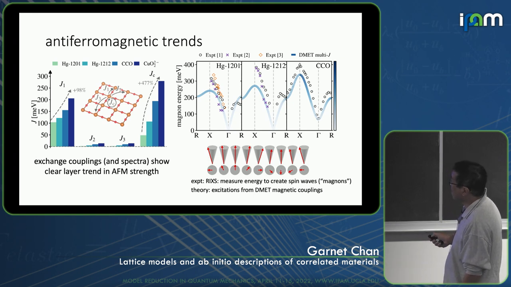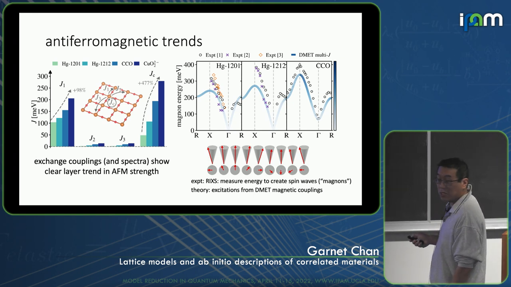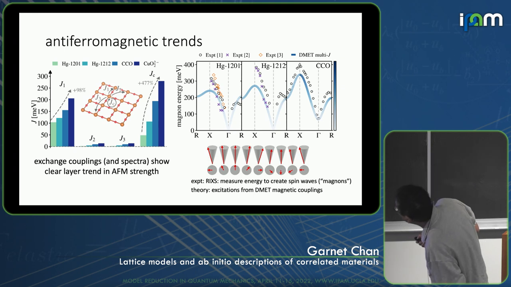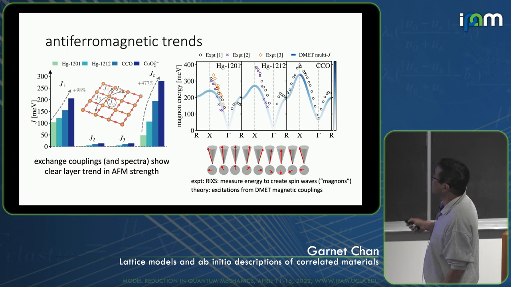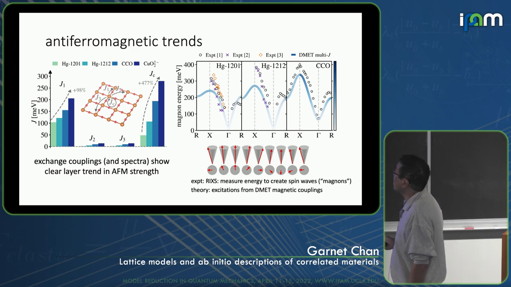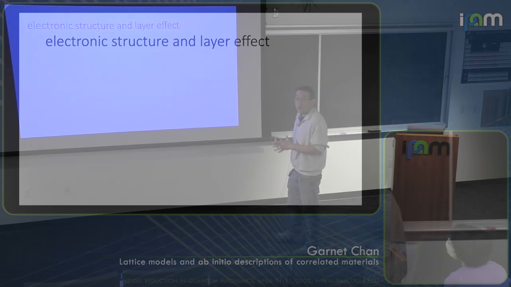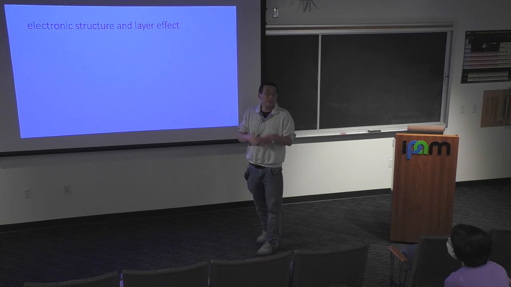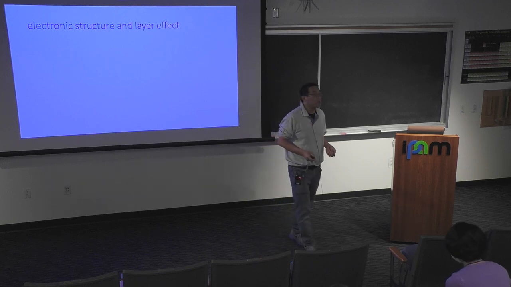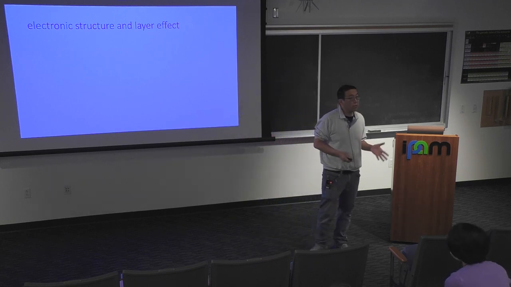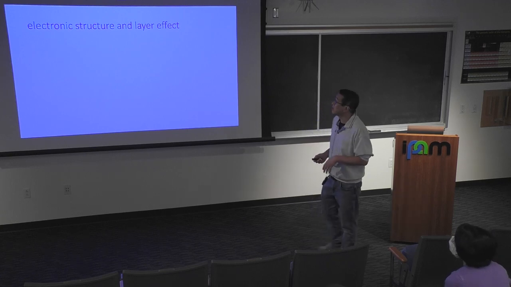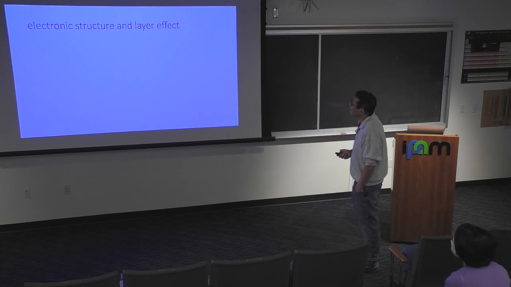And so here I compare the spin wave spectra extracted from Rick's experiments, and you can compare it to the spin waves from, it's really hard to see, but from theory, and essentially they show the same trends. Okay, so now that we're able to reproduce the material properties in silico, in the computer, you can start to ask the question, where does this trend actually come from? What's the microscopic origin?